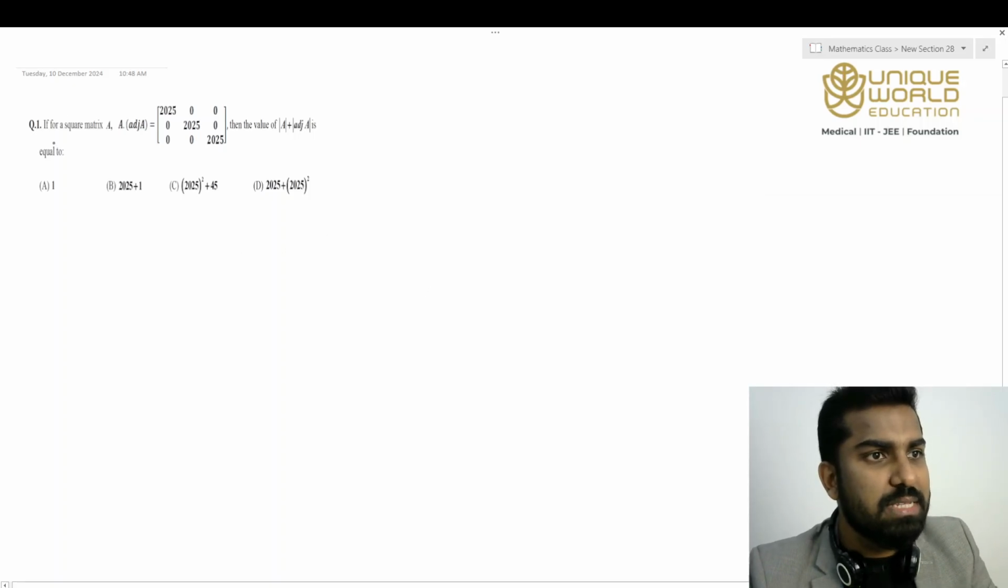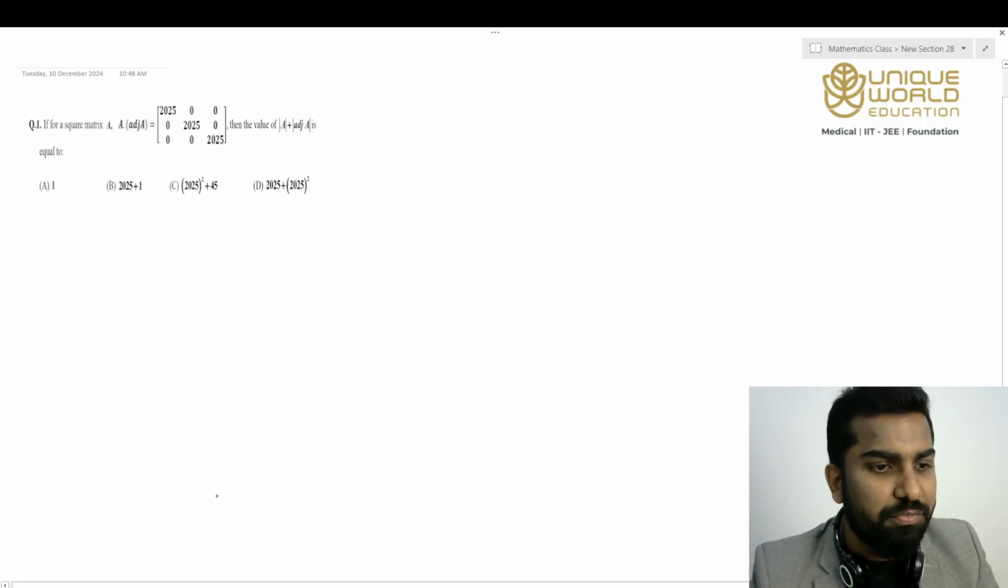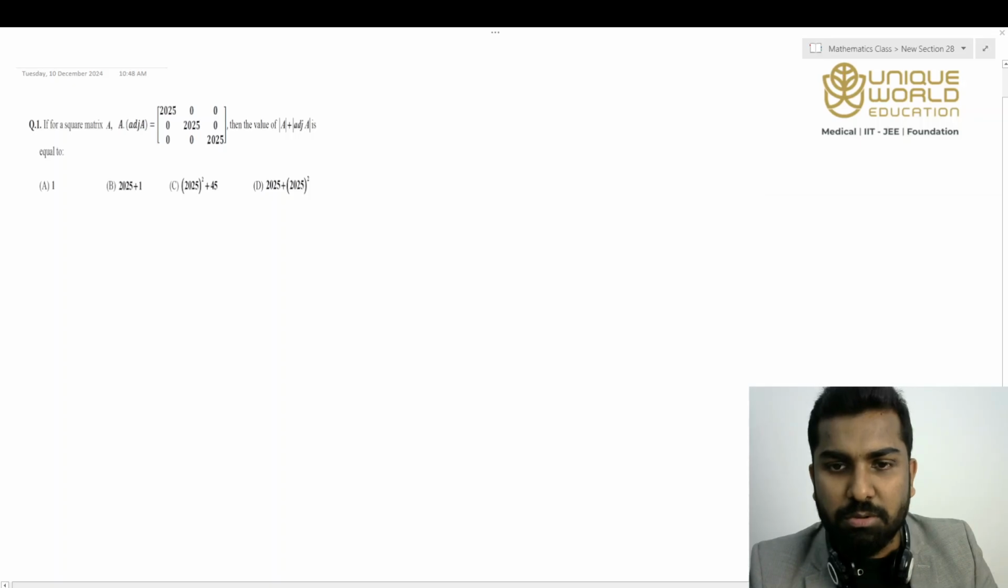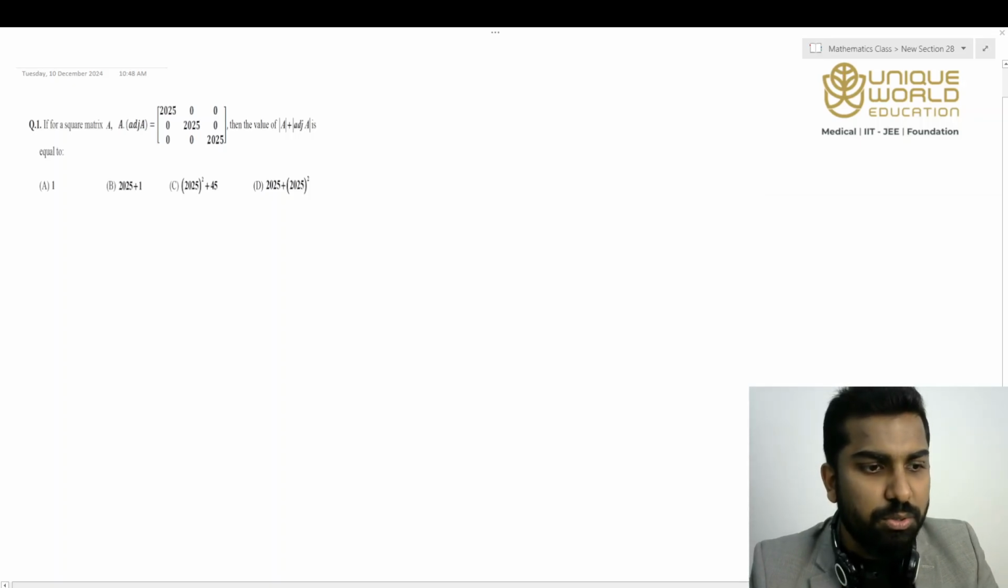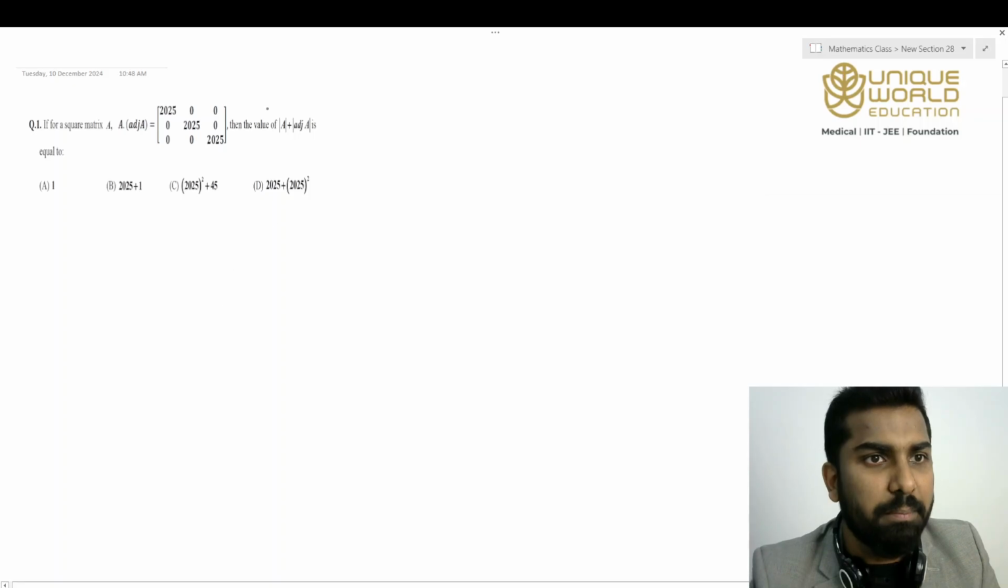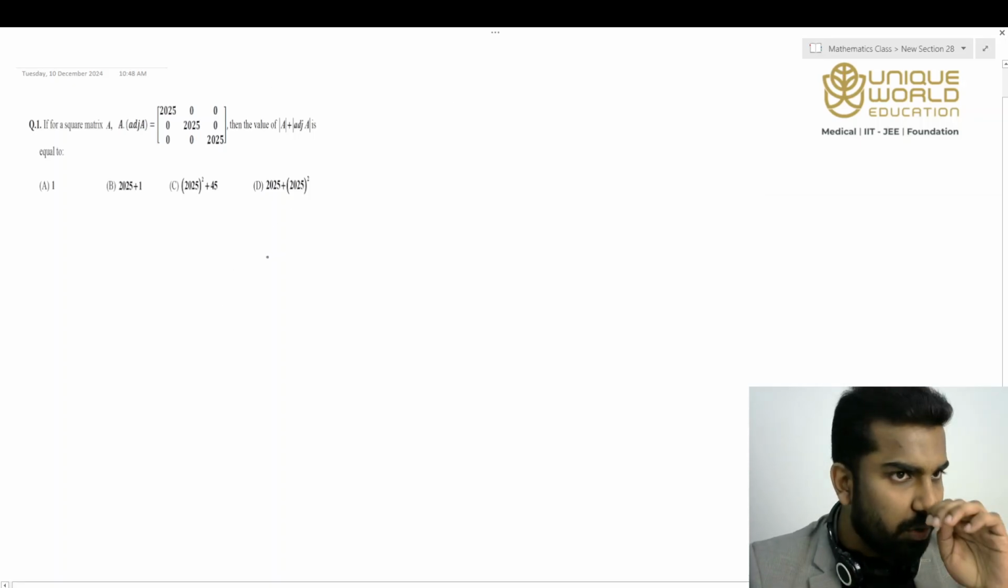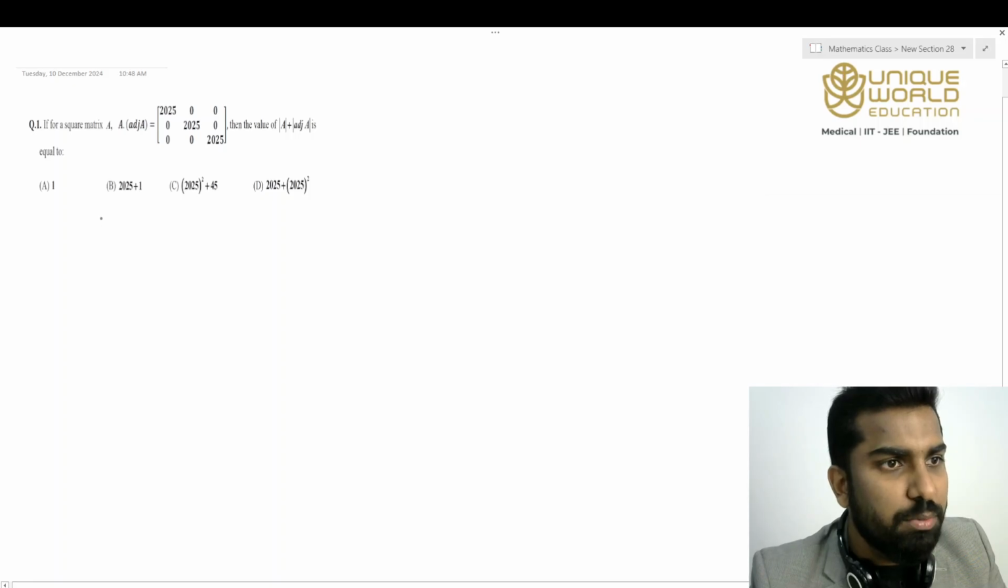Question number one is: for a square matrix A, with A into adj A given as 2025 0 0, 0 2025 0, 0 0 2025, they are asking the value of determinant of A plus determinant of adjoint of A. What I am doing here is rewriting this question. A into adjoint of A is given in this format.